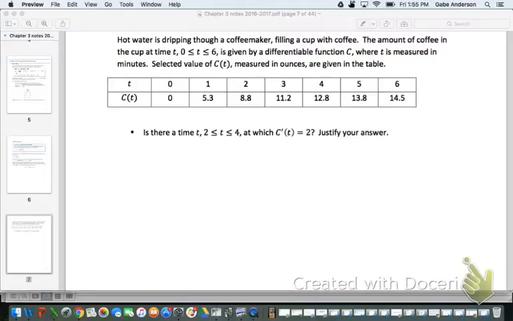Okay, so you got this table right here. Do you see the importance of trying to understand what is happening here? You could easily read this and not even pay attention. There's a coffee cup getting filled with coffee. You can see the table agrees with that, right? So the question is, is there a time t on the interval from 2 to 4, so we're looking at a small sliver of this table, at which c prime of t equals 2? I want you to justify your answer. And I want to point something out to you guys. Carefully look at the wording. Do you notice that it doesn't say what is the answer?